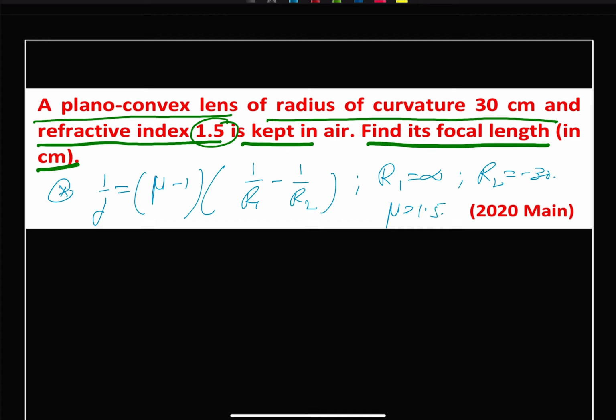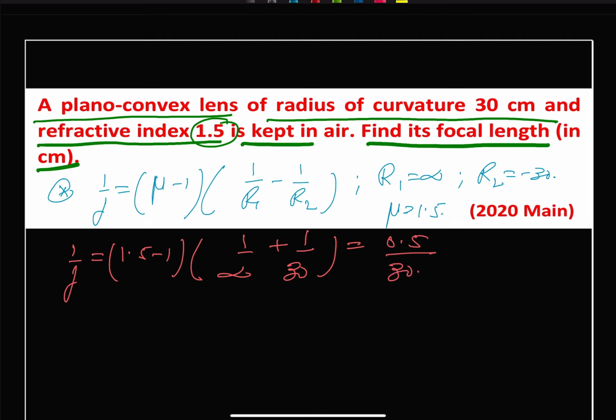We substitute the values, we get this as 1/f is equal to 1.5 minus 1, times 1 upon infinity minus minus 1 divided by 30, and this gives us 0.5 divided by 30. Therefore our focal length f will be equal to 60 centimeters. Next question.